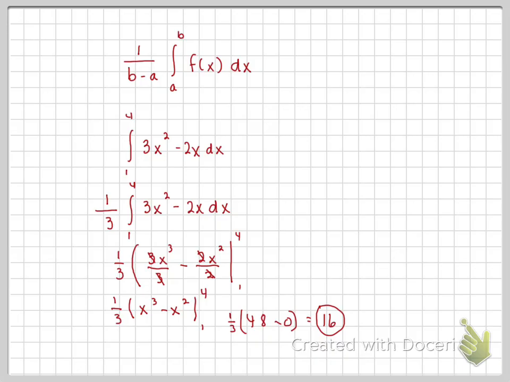So look at the picture. The average value or the mean value is 16. Now, here's what this tells us. We're looking at that curve, and I'm not going to draw out the whole thing. I'm just going to draw the rectangle that we're given from 1 to 4. Obviously, the width between 1 and 4 is 3.